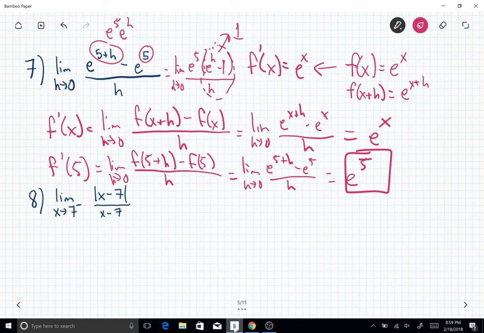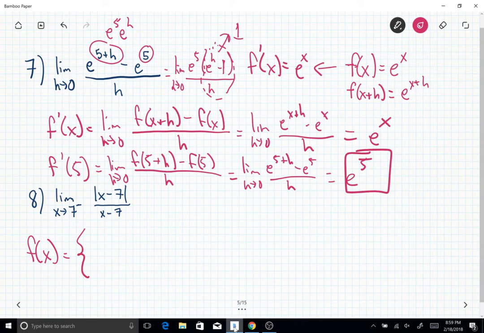Okay, and that came from the proof of why the derivative of e to the x is e to the x. So in our last one, we have the limit as x approaches 7 from the left of the absolute value of x minus 7 all over x minus 7. This one's kind of tricky in some regards because we have this absolute value sitting here.